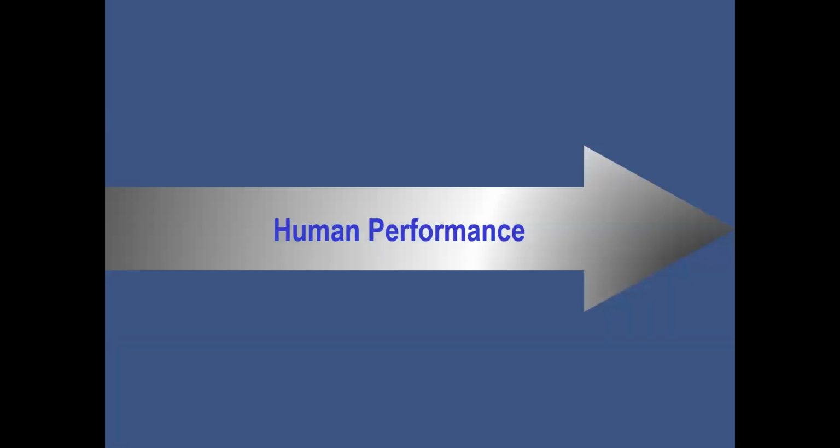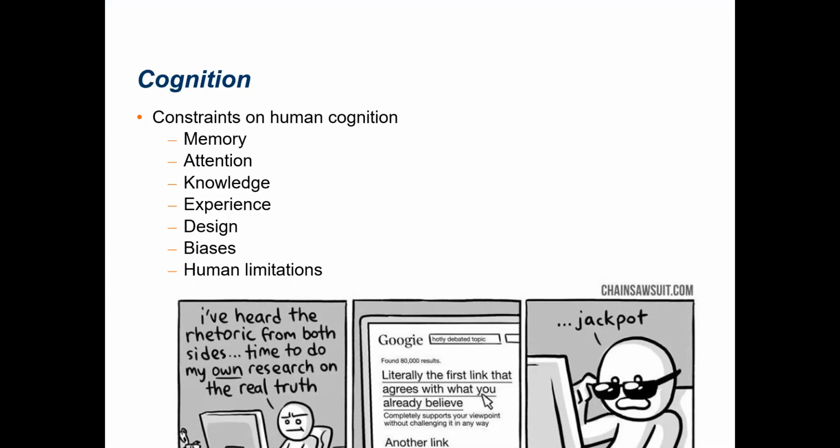Human performance, in general. Cognition is a big aspect of human performance. How do we perform well? Well, it depends on how we think. And there are a lot of constraints on human cognition. We have memory constraints, attentional constraints, knowledge, experience, and the design of it. Is the task you're trying to do really difficult or counterintuitive? Counterintuitive literally means that whatever this design is goes against your intuition, against your cognition.